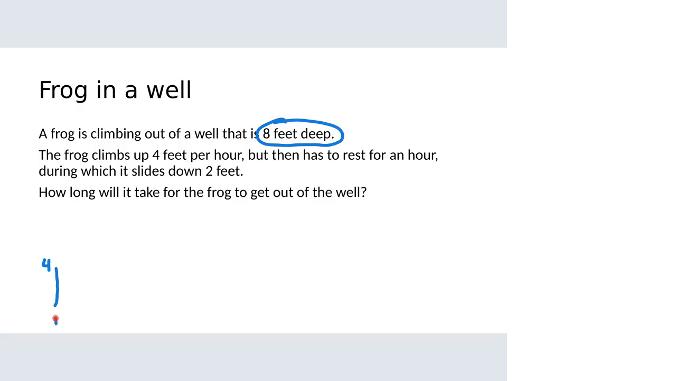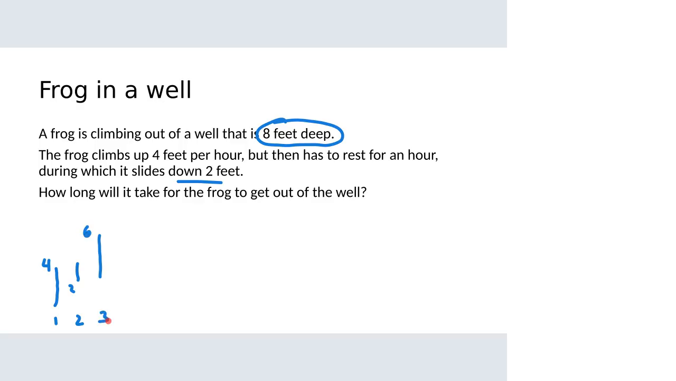So if you wanted to put a 1 down here to say that's the first hour, he climbed up 4 feet. And then during the second hour, he slid down 2 feet. So now he's at 2 feet from the bottom. Okay, then he's going to climb up again. He's going to go up 4, so that's going to put him at 6 feet.